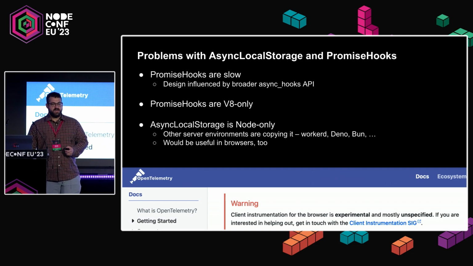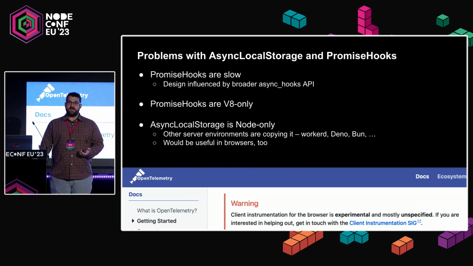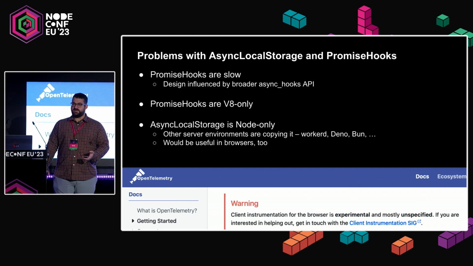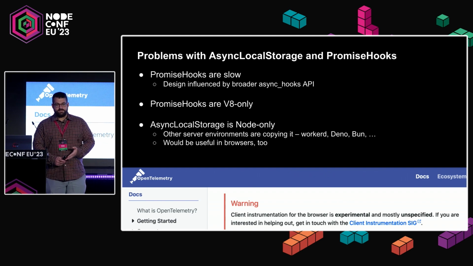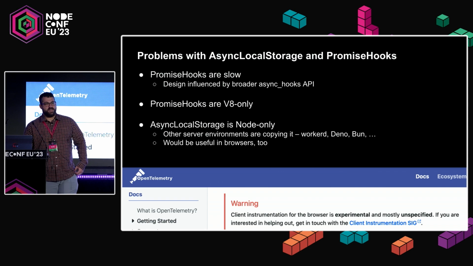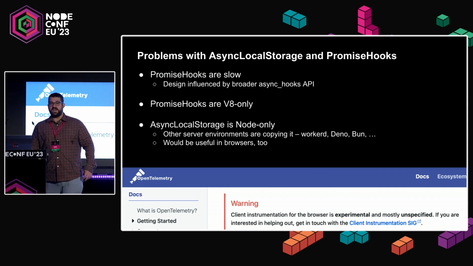More broadly, async local storage is a node-only API. At this point, because it's so important for performance monitoring, it is being copied by other server environments. But it would also be useful in web browsers. And it would be nice to have a standard instead of each server environment making its own little flavor of async local storage.